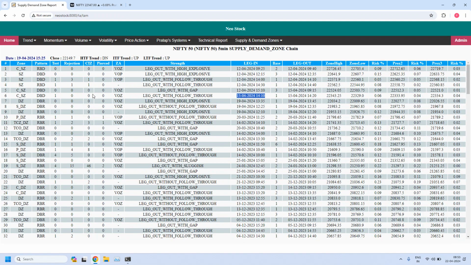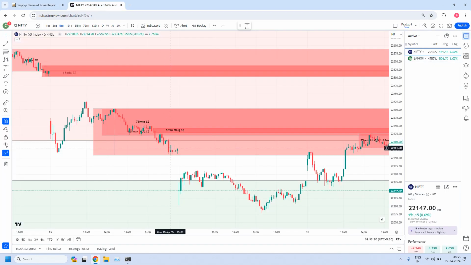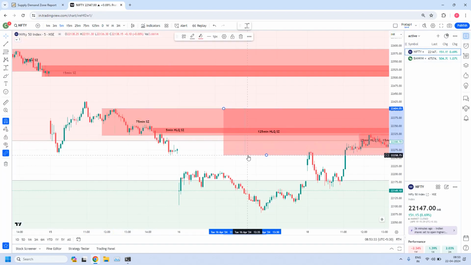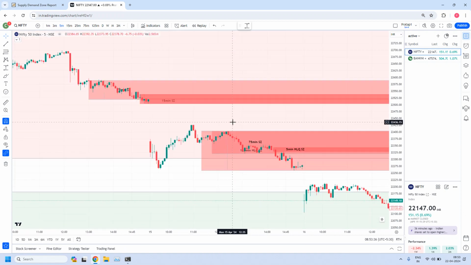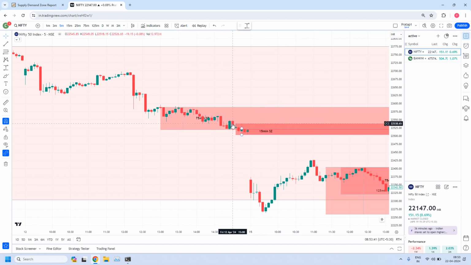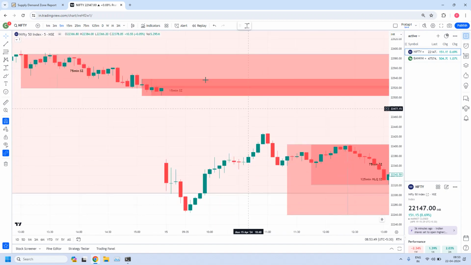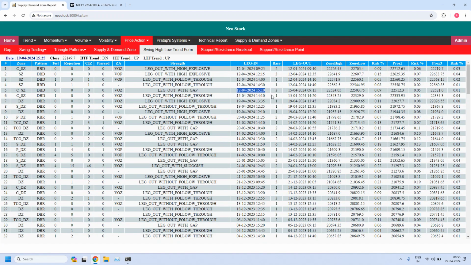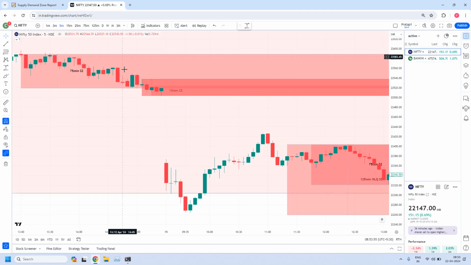And what is the next one? The next one is 12.4, 3 base candles. 12.4, 15.10. Probably within this area. Yeah, 12.4, 15.10 means this is the one. After that, 3 base candles.